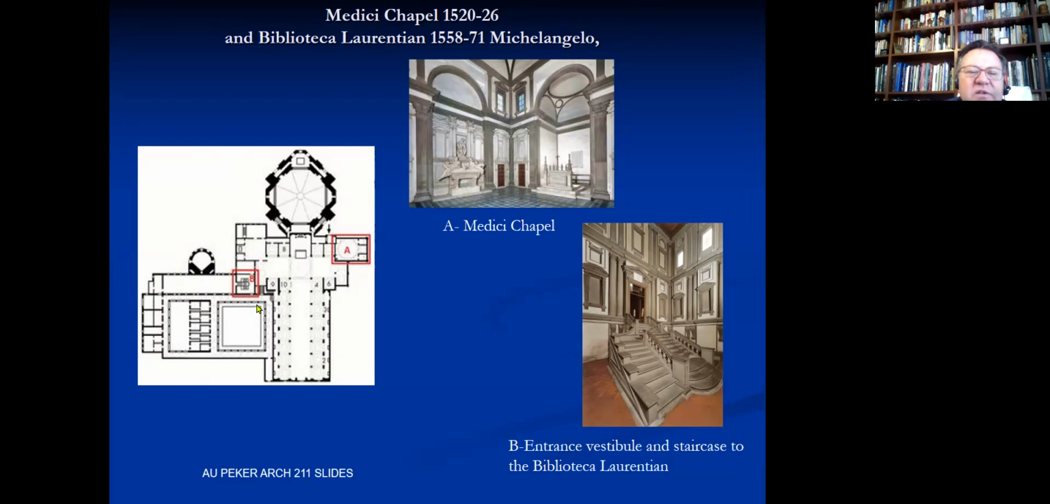B is the entrance, here it is. B, entrance to the Bibliotheca Laurentiana. This is the chapel here. A is the chapel, the Medici Chapel. Here is the library, and a kind of vestibule. Yes, it's a vestibule in front of the library. This is the entrance piece, decorated with a grand staircase. What is significant in this staircase? What did Michelangelo do in designing a staircase here?